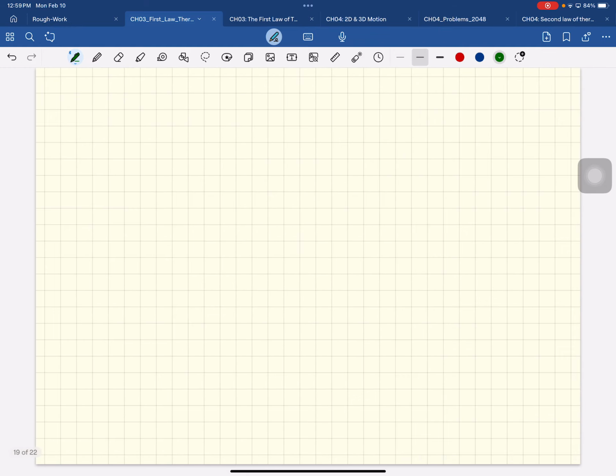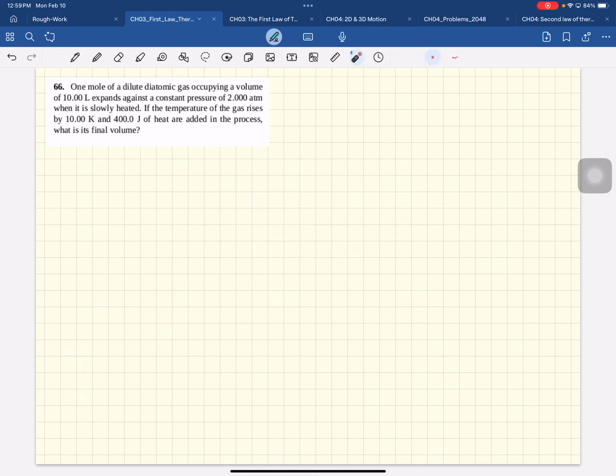I'll do 2 more problems because I want to make sure we have a good lecture on chapter 4. All right, 1 mole of a dilute diatomic gas. Again, dilute is telling you what? Very good. All the ideal gas laws apply. Occupying a volume of 10 liters, it expands against a constant pressure of 2 atmospheres. So this is an isobaric process. What does it look like on a PV diagram? It's a horizontal line.